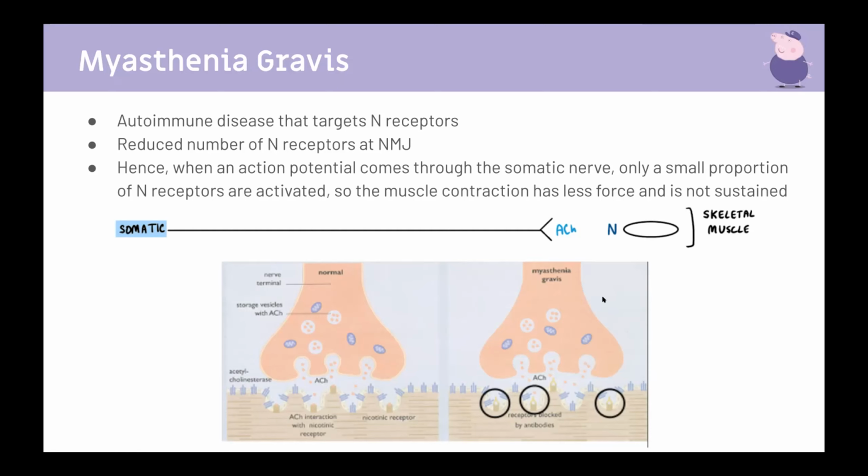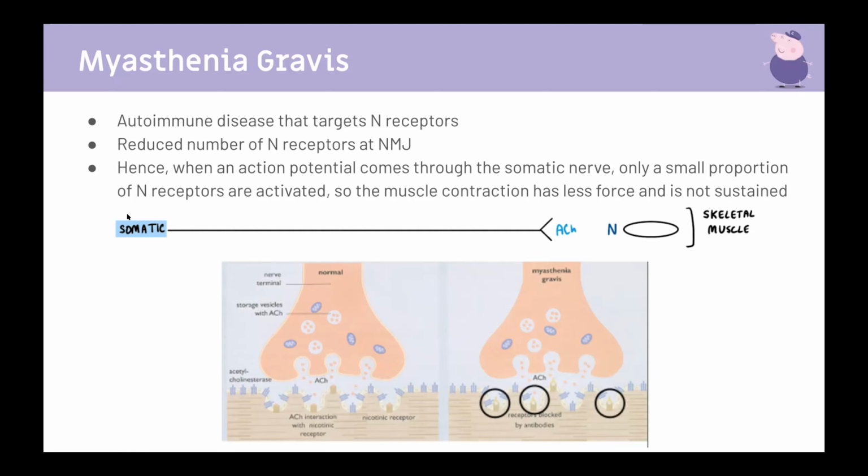So as a result, maybe initially you had 1,000 nicotinic receptors, and now you might have half of them blocked by antibodies. Hence, you only have 500 nicotinic receptors left that still work. So you're going to have fewer nicotinic receptors activated, and hence your muscle contraction has less force and is not sustained. You're going to have muscle weakening, muscle pain, bad endurance, and heaps of other effects. So it's quite a serious disease.